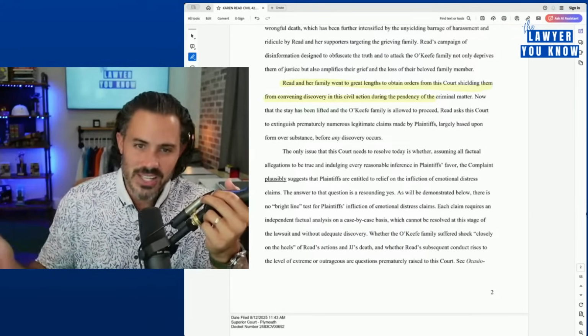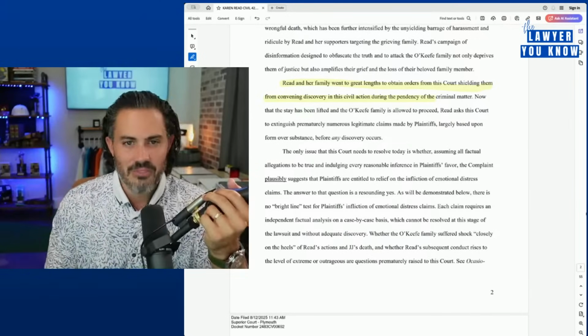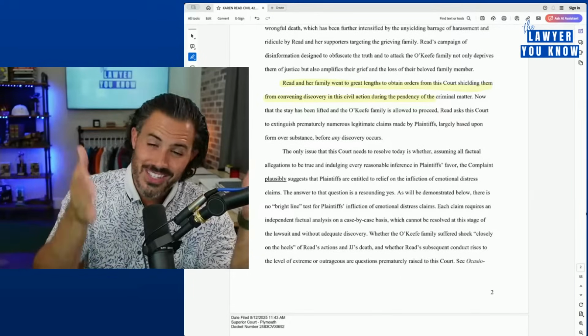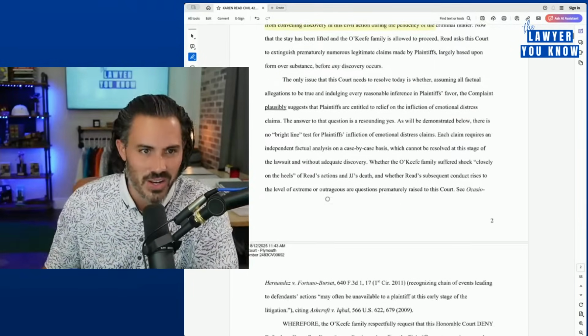So the judge is not going to care. Again, if they crossed out a paragraph of Karen Reed's document, the judge is going to cross this paragraph out too. They don't care. The judge is the one that made the decision to stay. So obviously the judge does not agree with you here. The judge agrees with them. But again, they threw it in there because they're trying to take shots.